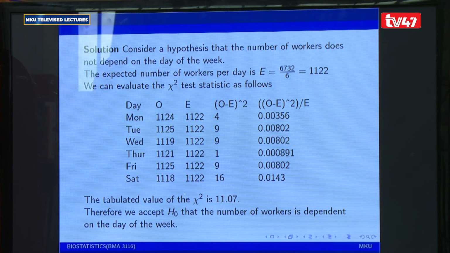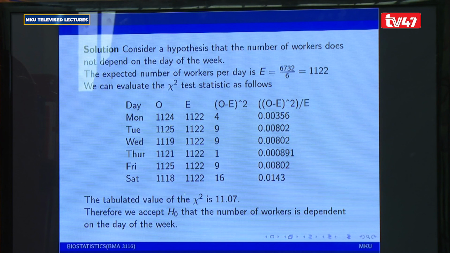Then we evaluate the chi-square test statistic, that is the observed values as in the table. Then the expected value is repeated all through because it's the mean. Then the difference squared, so 1124 minus 1122 is 2. You square that, you get 4. And so on, up to the last one, which is 4 squared, 16. Then you divide that again by E. So whatever value, for 4, you divide by 1122 to get this value. Then we sum these values to get the test statistic.